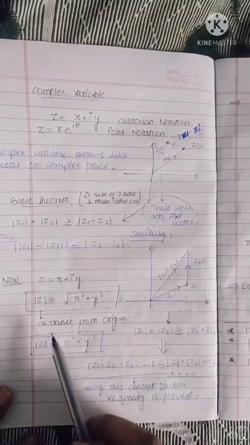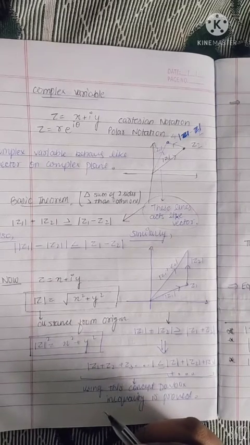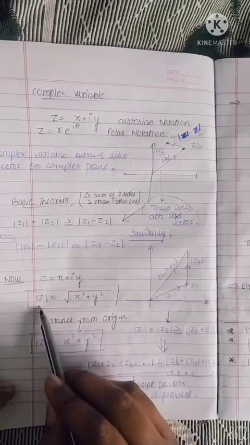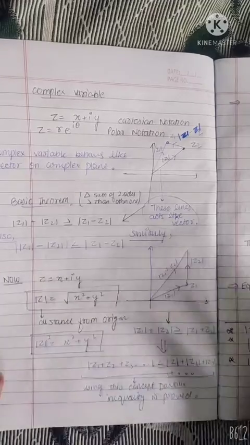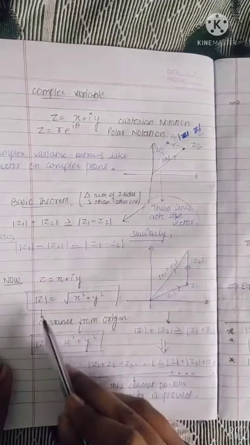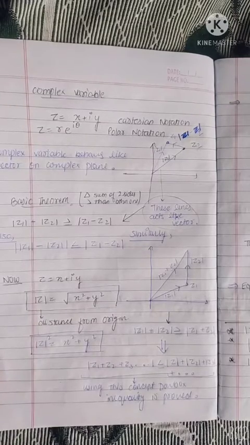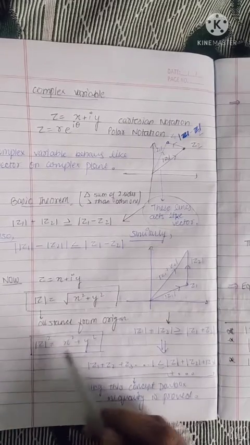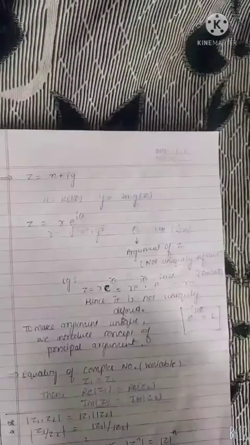And there's one important thing about z we should know. Modulus of z is defined as under root x square plus y square. It's one of the most common things which we all know. This modulus of z is the distance of the particular point from the origin. And mod z square is equal to x square plus y square. It's the basic thing which we all know.